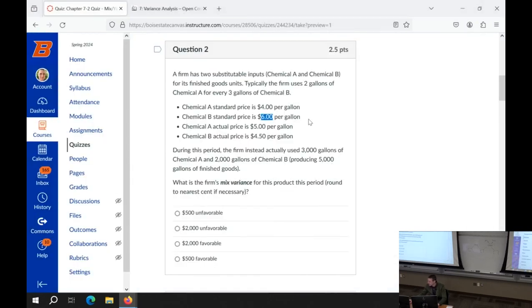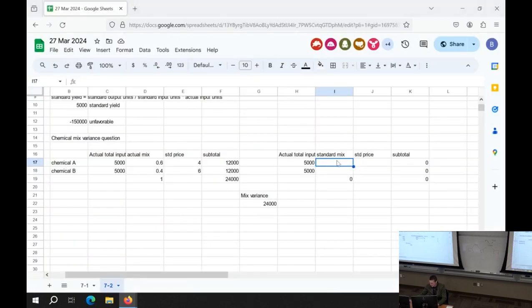Whereas over here, our standard mix is to use 2A for every 3 gallons of B. So 2 out of the 2 plus 3 gallons, so 2 out of 5 should be A, and 3 out of 5 should be B. So we basically have reversed the two, our standard to our actual. And the standard prices are the same, 4 and 6.